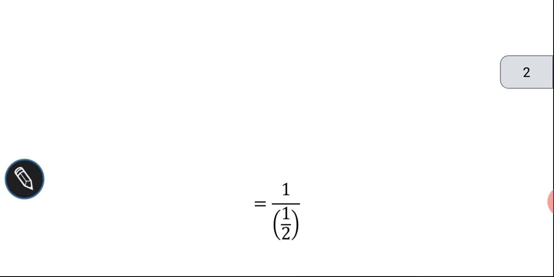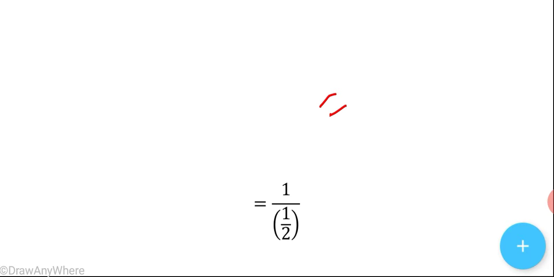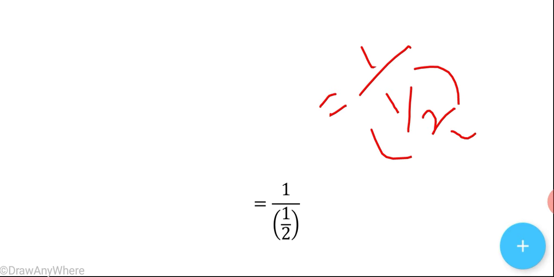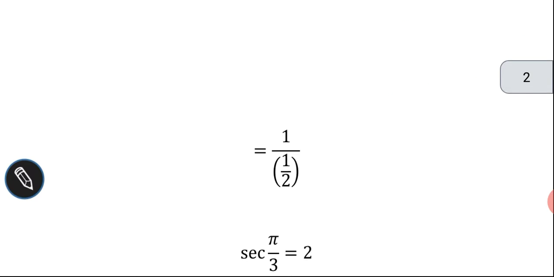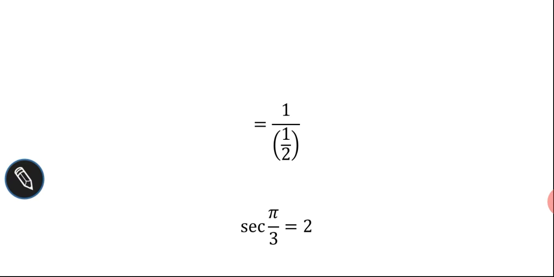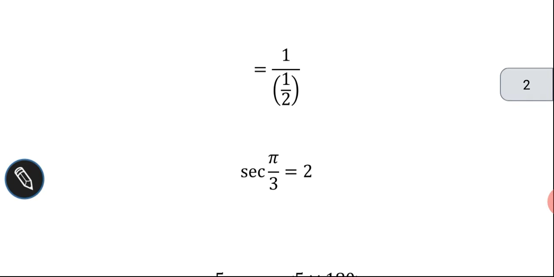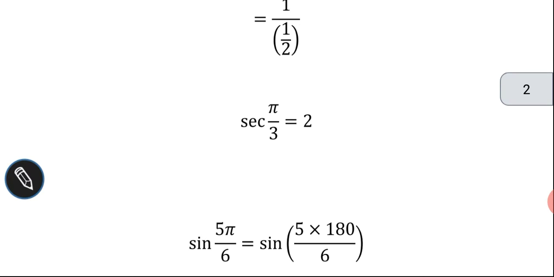So that is equal to 1 divided by 1 by 2. This 2 will be multiplied with this 1. So 2 into 1, 2, 2 by 1. Okay, so that is equal to 2. So secant pi by 3 is equal to 2. The value of secant pi by 3 will be equal to 2.